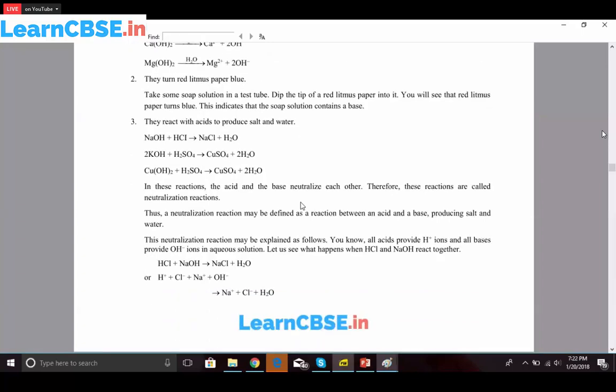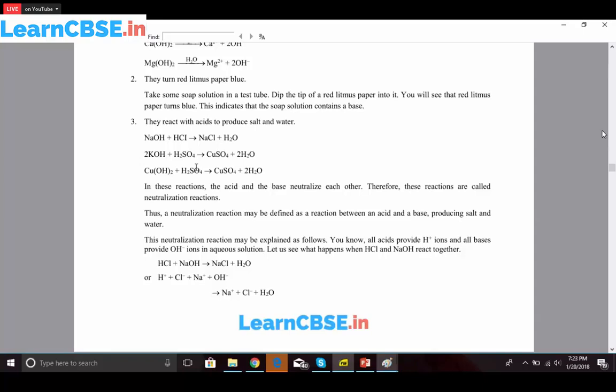Then, bases can react with acids to produce salt and water. This is a neutralization reaction. NaOH, the base, reacts with HCl, hydrochloric acid, and forms NaCl salt plus water. KOH reacts with sulfuric acid to form K2SO4, potassium sulfate, plus water. Copper hydroxide reacts with sulfuric acid and forms copper sulfate plus water.